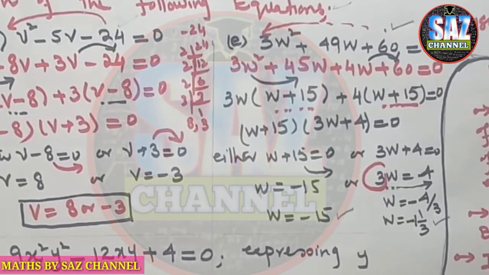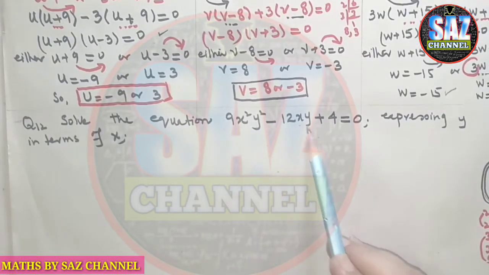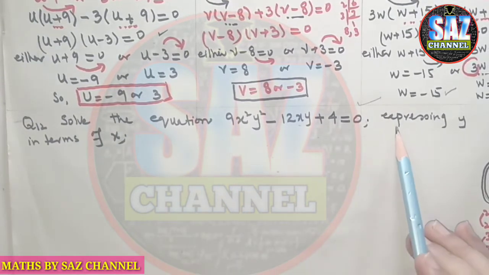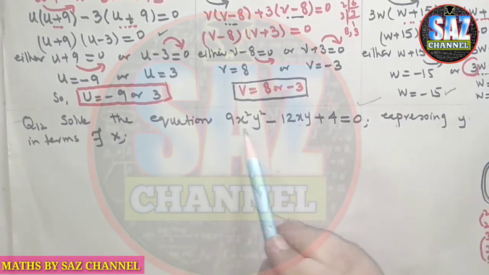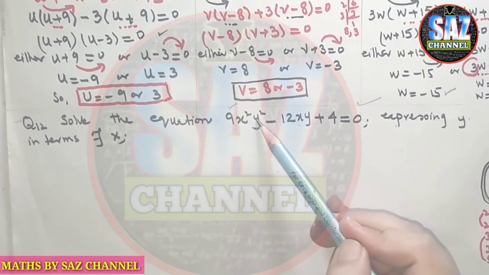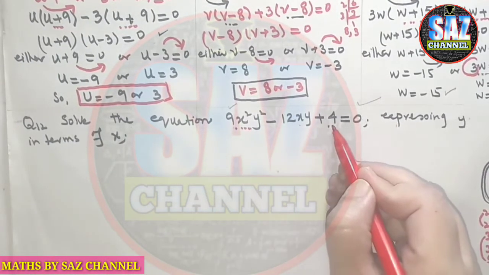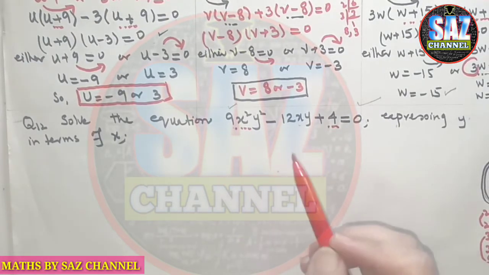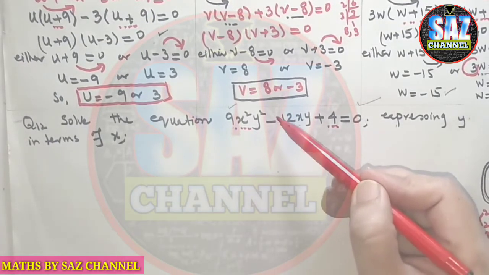Let's quickly move to the next question. Question 12 says, solve the equation 9x square y square minus 12xy plus 4 equals 0. The first part is that we have to solve this equation, and then we have to express y in terms of x. First, we have to solve this equation. We can see that 9x square y square is a perfect square term, and then again 4 is a perfect square term. So we can apply the perfect square identity with sum or difference on this question for factorization, depending upon the sign of the middle term.